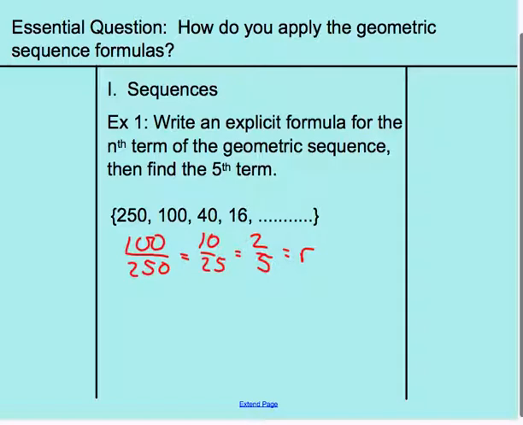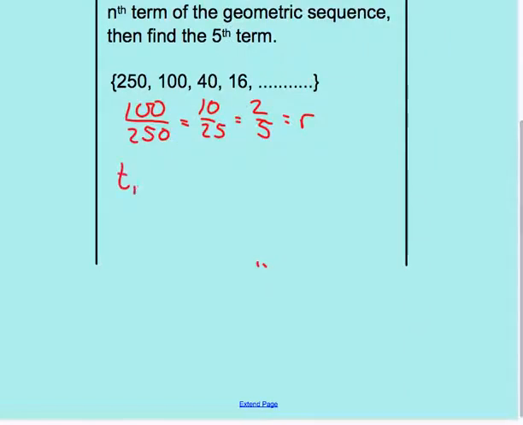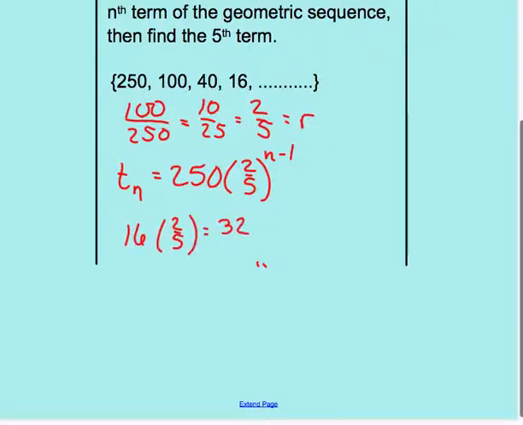So to find the fifth term, well, we have the first 4, so we could use our recursive formula. Sorry, let's write our explicit formula first. So t sub n equals first term times the common ratio to the n minus 1 power. What's nice about this formula is there's no simplification required. All right, so to find the fifth term, we can use our recursive formula, 16 times the common ratio, which gives us 32/5, or if you prefer mixed numbers, 6 2/5.